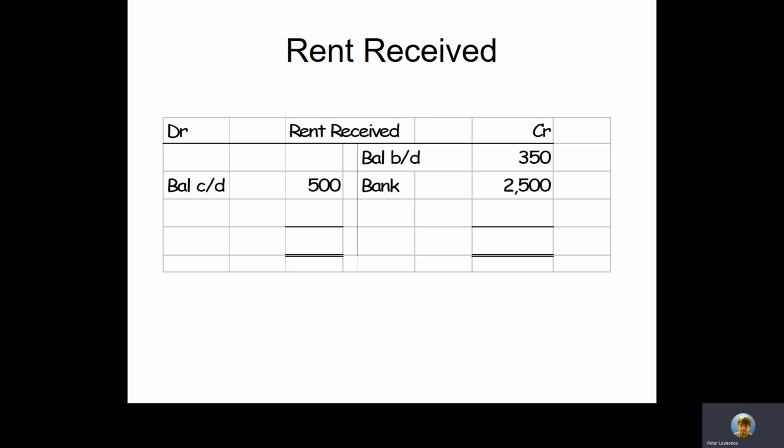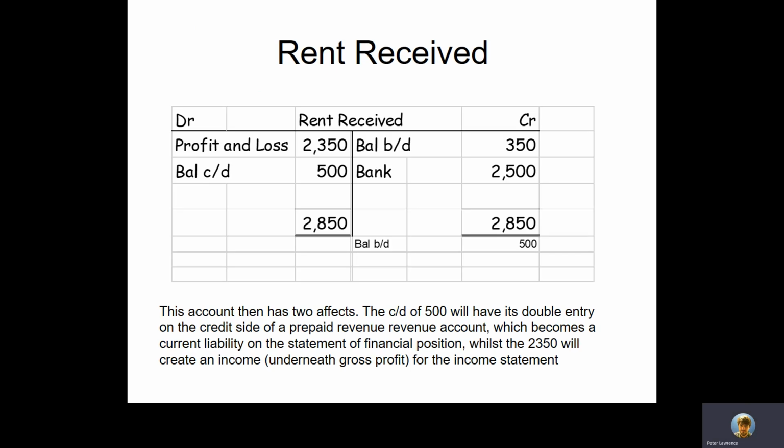At the end of the year, $500 has been paid in advance to us. So we receive $500 in advance. Now they're not going to use that service until the following year. So next year, it goes onto the debit side. So in balancing that off, we've got a total of 2,350 as an income to put on the income statement.